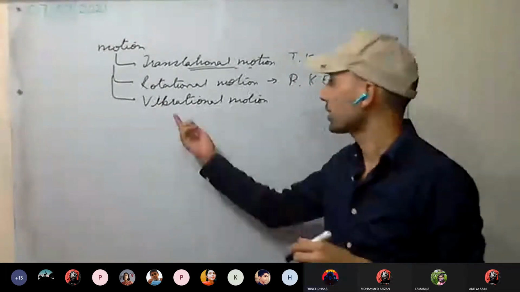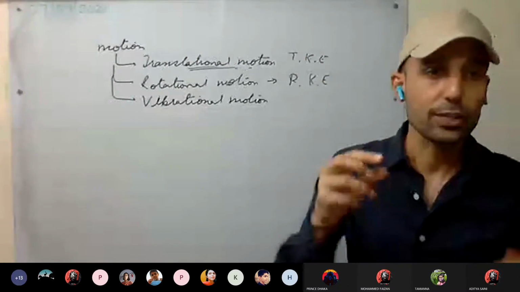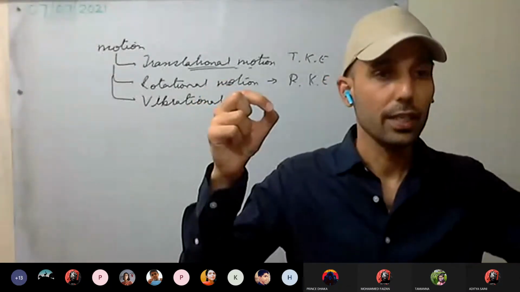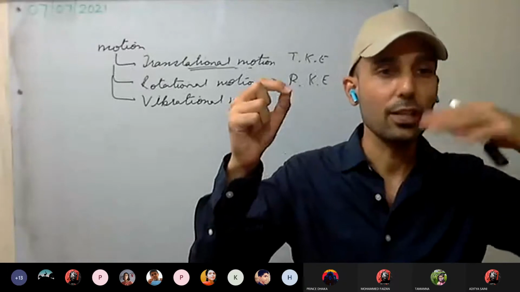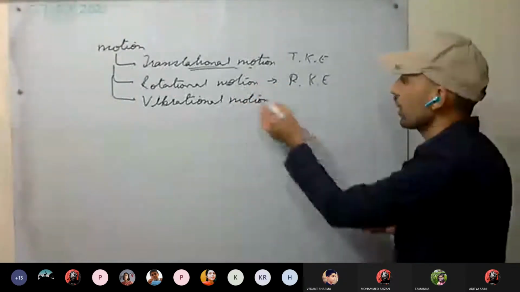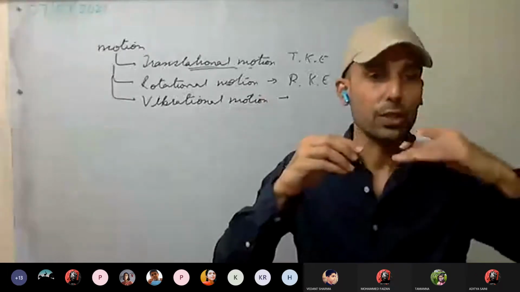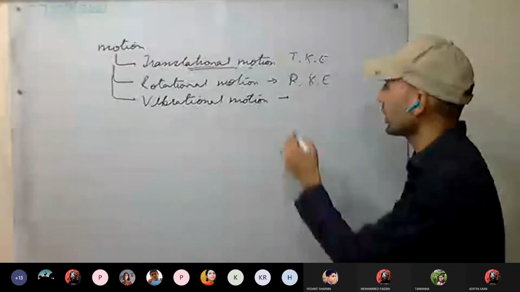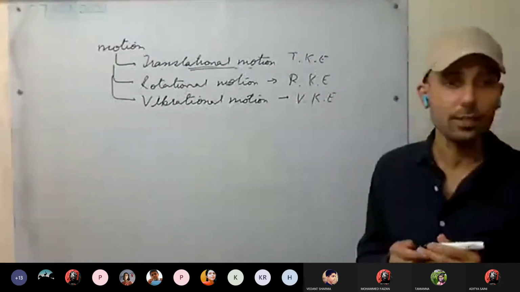Last is the vibrational motion, when the body is vibrating. For example, a wire we have stretched. Now, as you pluck it in between, what is happening? It starts to vibrate. That is vibrational motion. And the body in vibrational motion is said to have which kind of energy? Vibrational kinetic energy. This is clear?